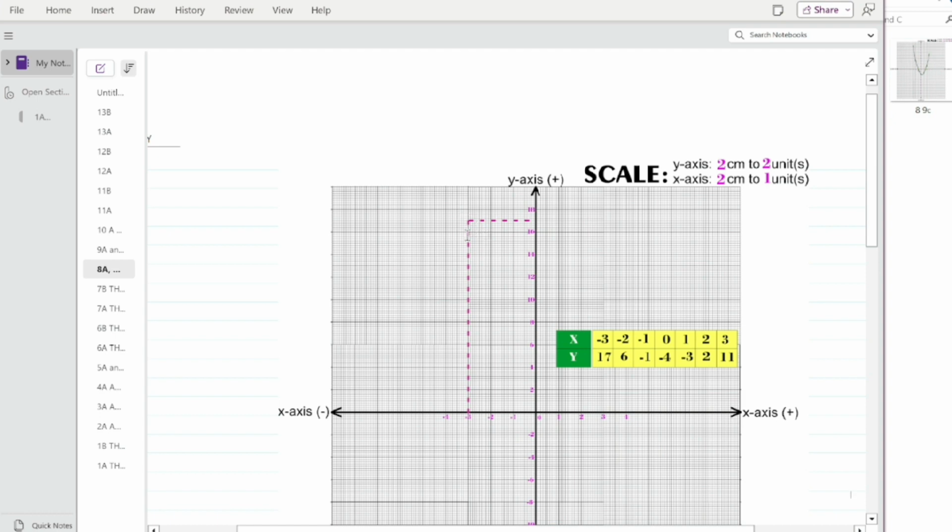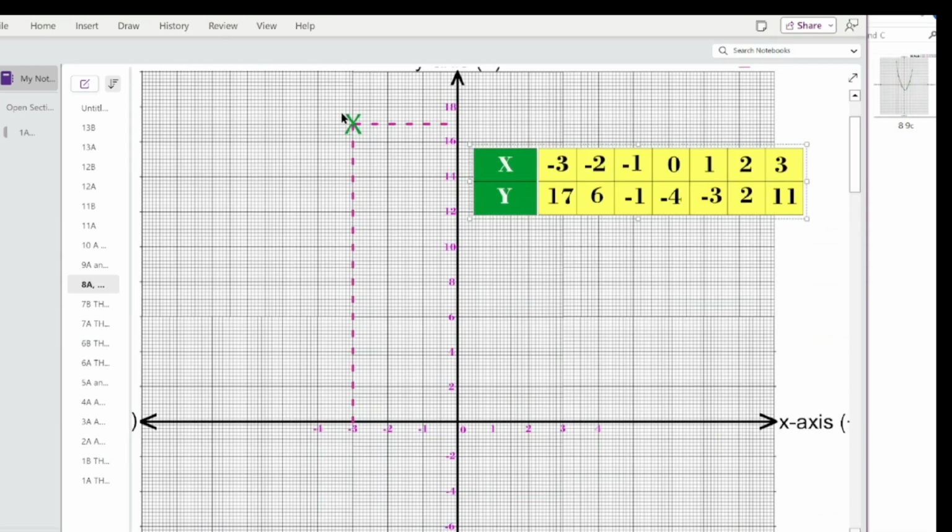We do that, then we'll mark out the point. We'll mark our first point, and the second coordinates are when x is minus 2, y is plus 6. So we'll go, this is x, when x is minus 2, y is plus 6.